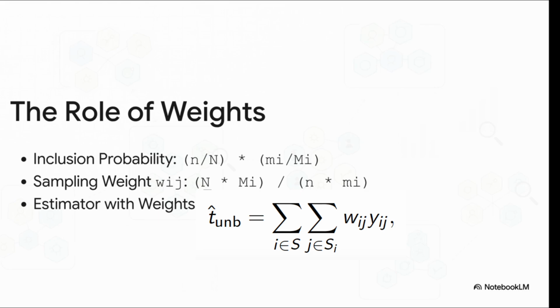There's another way to look at this, and honestly it's how most software thinks about it, through sampling weights. The weight for any one element is just the inverse of its probability of being picked. And that probability has two parts, right? First, the chance its whole cluster was chosen, which is little n over big N. And second, the chance it was chosen from within its cluster, which is little mi over big Mi. You multiply those two, you get the total probability. The weight Wij is just 1 over that. Then to get the total estimate, you just sum up the value of every element you sampled multiplied by its weight. It's a different path, but it gets you to the exact same place.